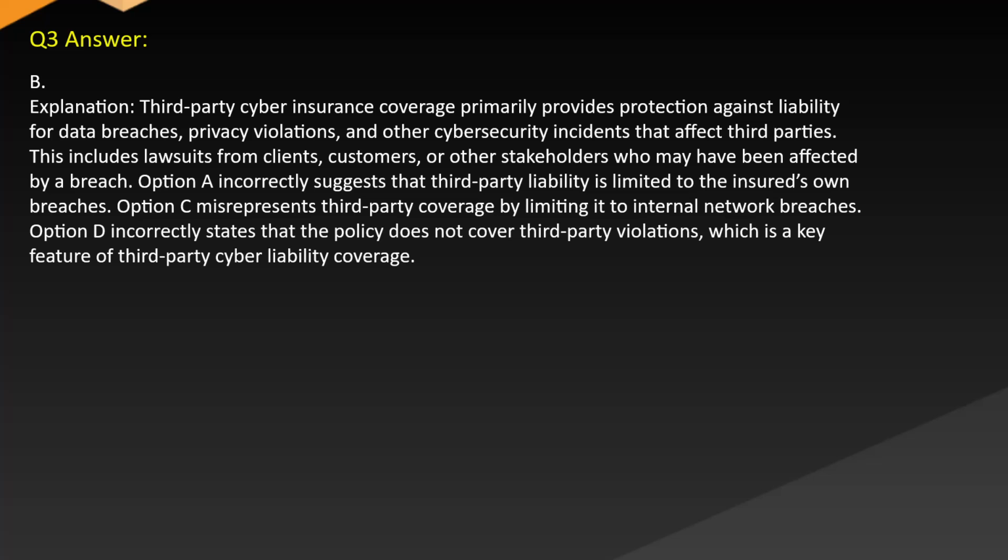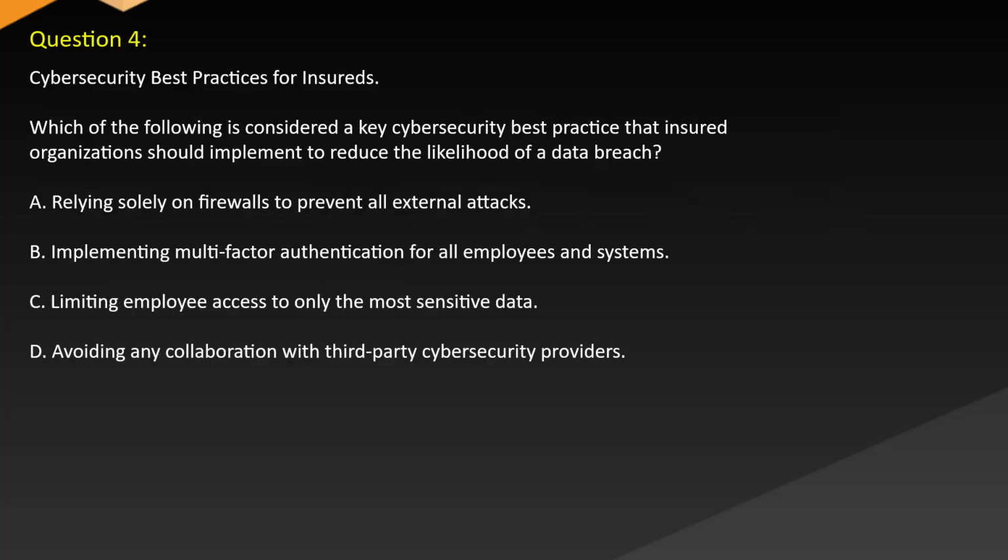Answer B. Explanation. Third-party cyber insurance coverage primarily provides protection against liability for data breaches, privacy violations, and other cybersecurity incidents that affect third parties. This includes lawsuits from clients, customers, or other stakeholders who may have been affected by a breach. Option A incorrectly suggests that third-party liability is limited to the insured's own breaches. Option C misrepresents third-party coverage by limiting it to internal network breaches. Option D incorrectly states that the policy does not cover third-party violations, which is a key feature of third-party cyber liability coverage.